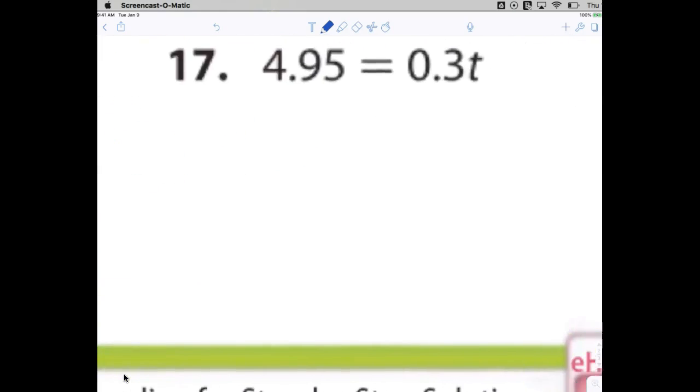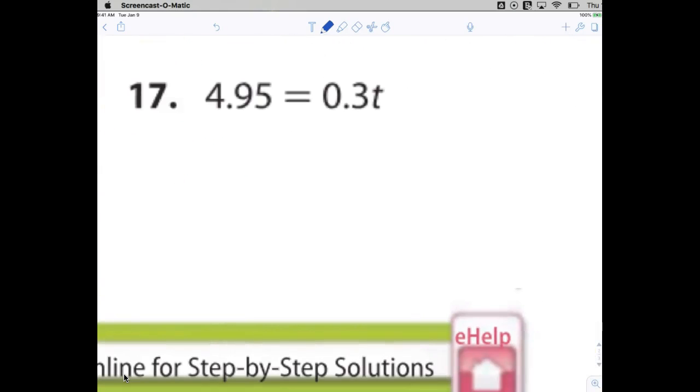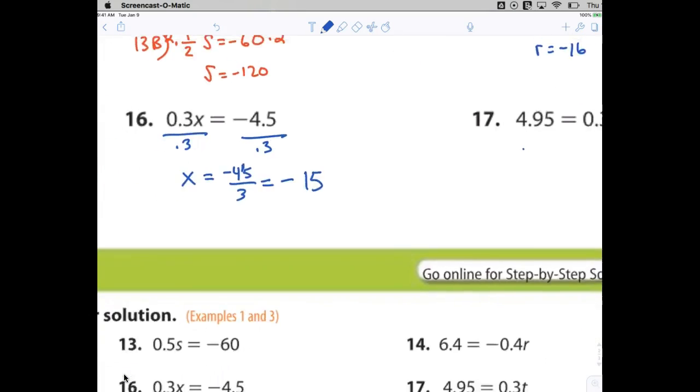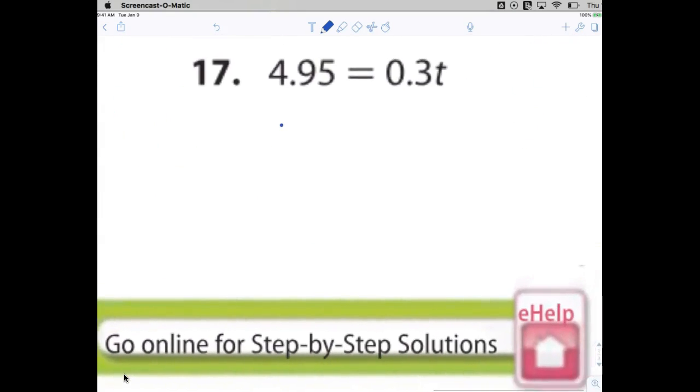Let's see what 17. All right, so I want to rewrite 17 as, did I skip 16? No. No. We're on 17. All right, so 0.3t equals 4.95. So I can divide both sides by what? 0.3.